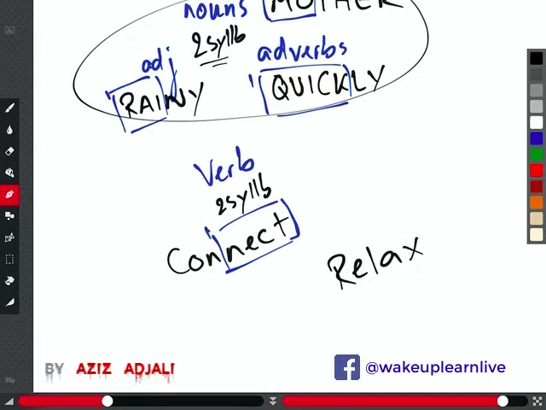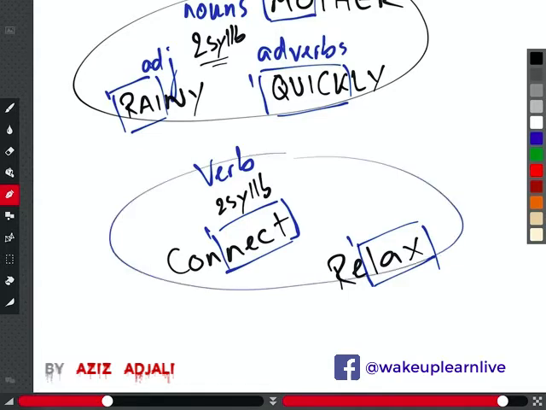So we say connect, connect. So the stress is on the second syllable. If we see here, it's relax, relax. Okay, relax is on the second syllable. Okay, so these ones, both of them, they are verbs, and those two verbs do have two syllables, so we make the stress on the second syllable.